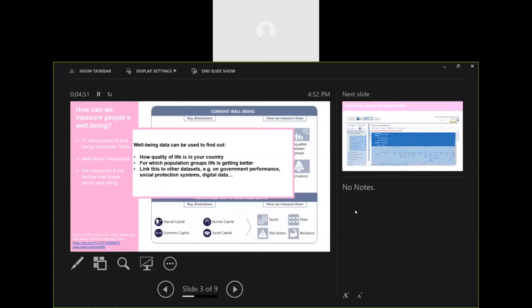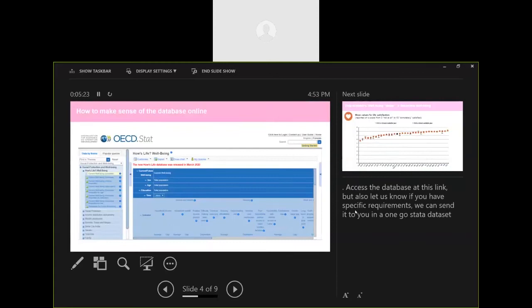So all of this well-being data can be used to find out how quality of life is in your country, for which population groups life is getting better, and also, as this competition is about linking this to other data sets, how a country's actual outcomes in terms of quality of life might relate to things like government performance, social protection systems, digital infrastructure, any of the databases that are out there on the list that this can be combined with.